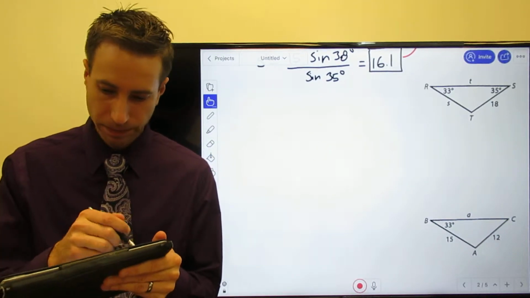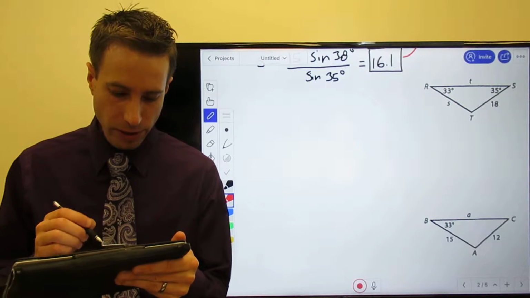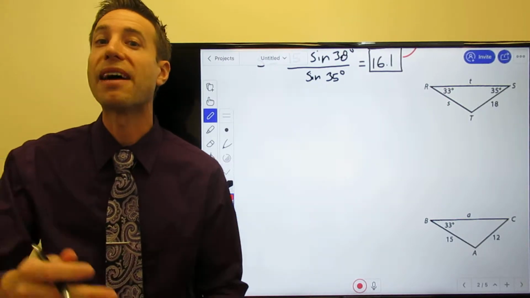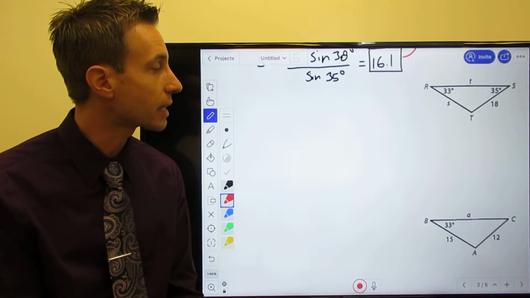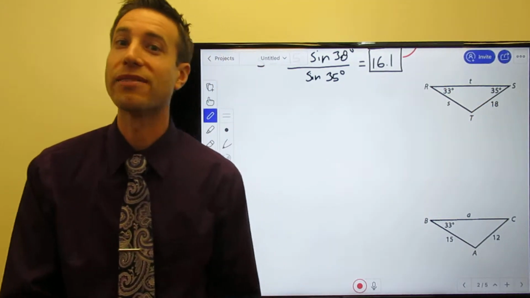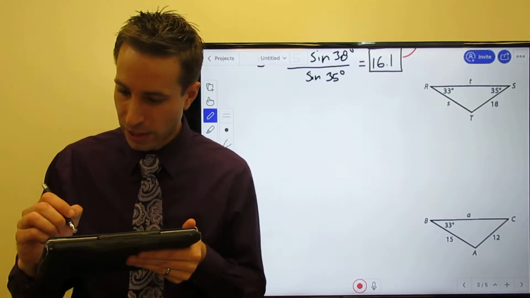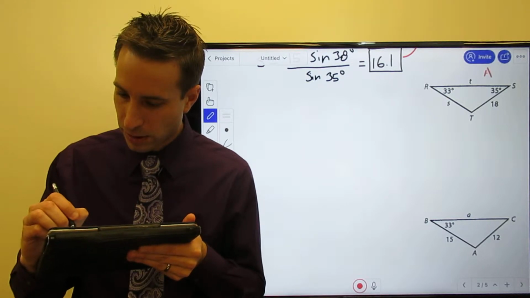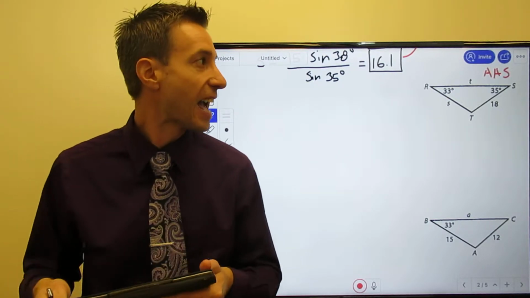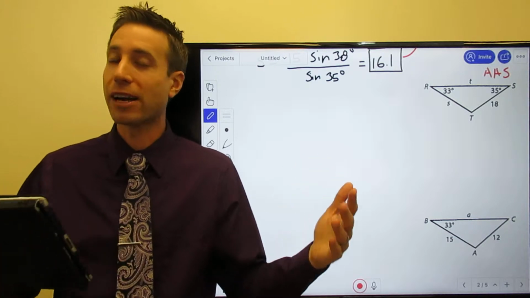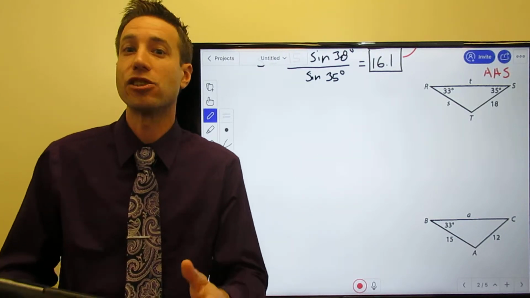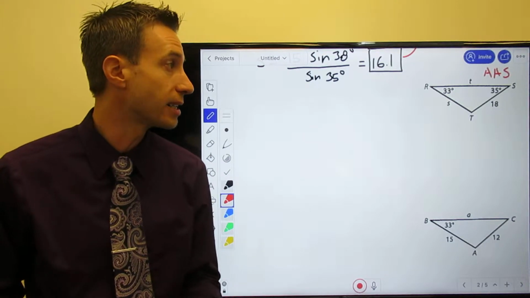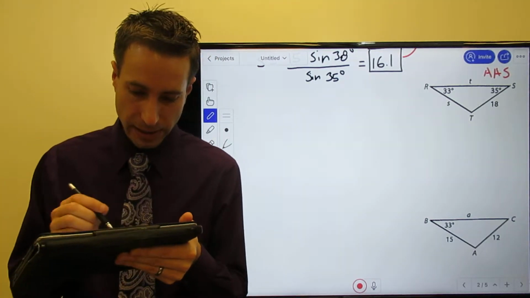All right, here we go. First, do I have enough information to use the law of sines? Let's take a look and see what I was given. I was given angle, angle, side again. Just like in the previous example, angle, angle, side is enough information. That is one of the conditions that will allow me to use the law of sines. So here we go, let's set it up.